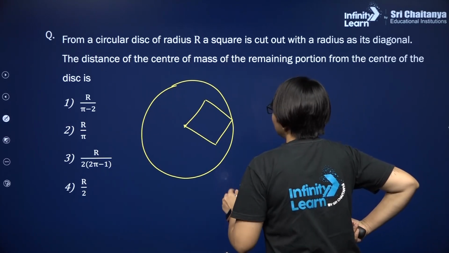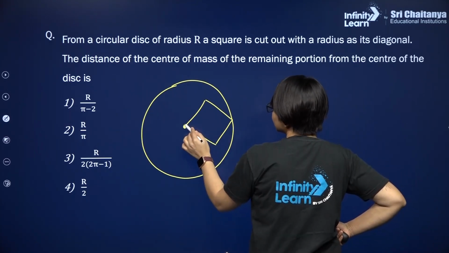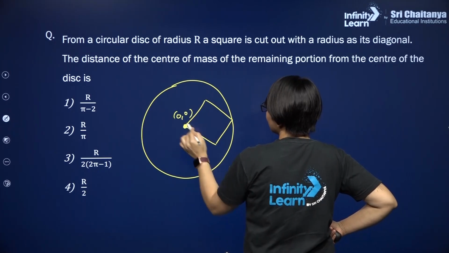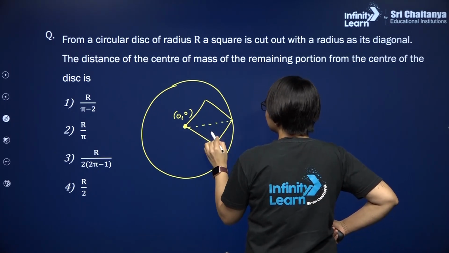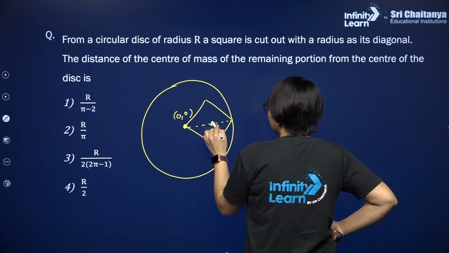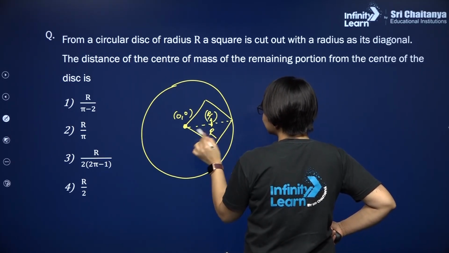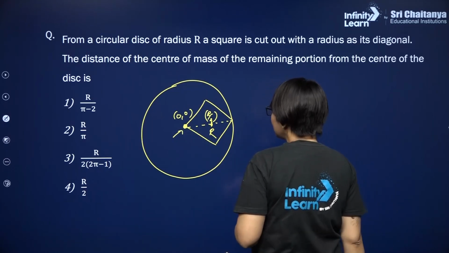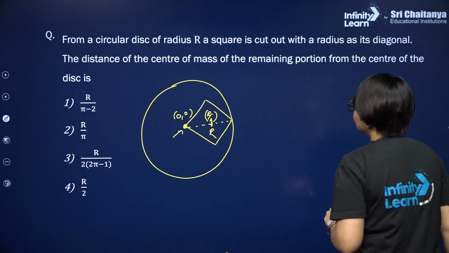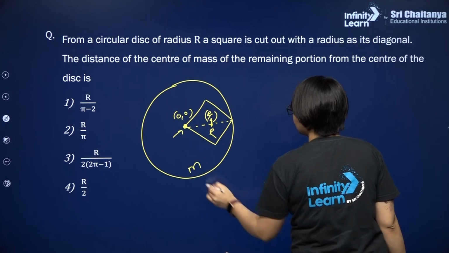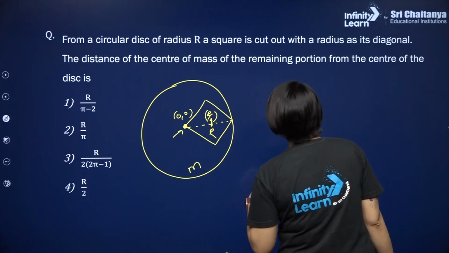So initially when there is no cutting, the center of mass of the disc will lie here at 0, 0. Now this diagonal is equal to r, and the center of mass of this removed portion will lie here at r by 2 distance from the origin, right. So over here, if the mass of the disc is m, then the mass of the square portion will be what?